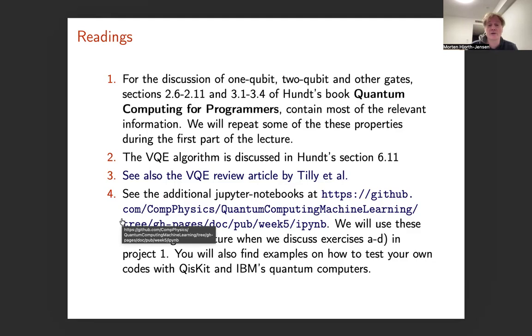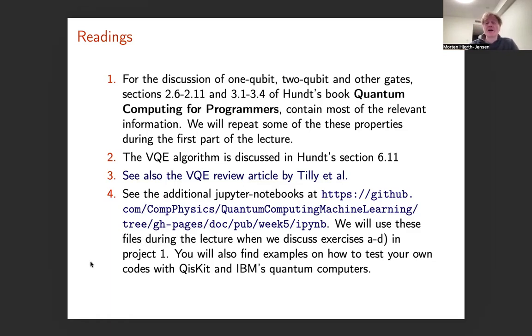the variational quantum eigensolver. The textbook by Hunt has some discussions again about these 1 and 2 qubit gates, which we are quickly going to remind ourselves about. And then the VQE algorithm is also discussed in section 6.11. But we are going to go through many of the details today, and also next week. We will continue this discussion in relation to project number 1, both this week and in the next 2 weeks. So if you haven't had time to do so, take a look at the Jupyter notebooks. We are going to discuss them today.